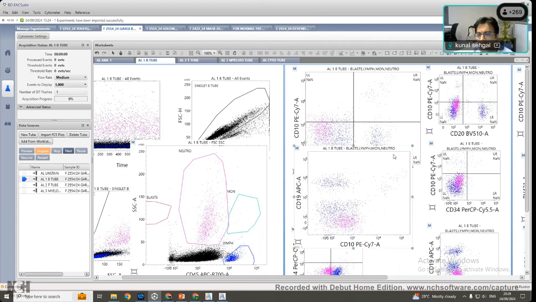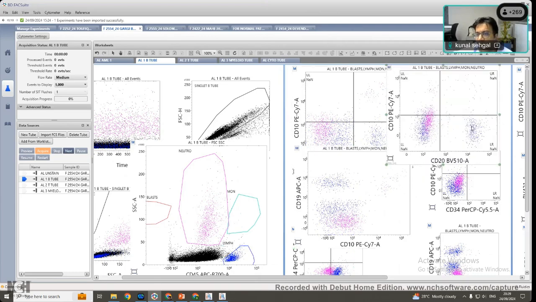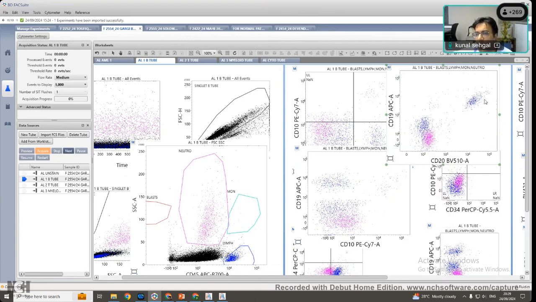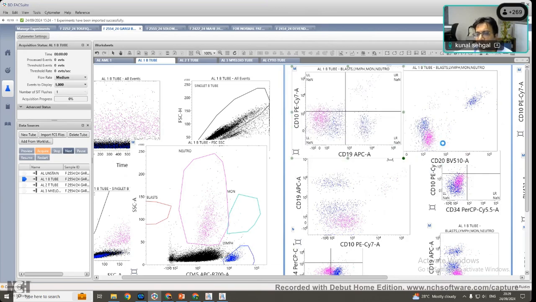Okay. So right now we are seeing some B lymphocytes in CD19. You're also seeing the same lymphocytes in CD20. Correct? And the B lymphocytes are CD10 negative. Normal B lymphocytes are positive for CD19 and CD20, negative for CD10. Correct? Yes, sir. So now you have internal positive control for B lymphocytes.